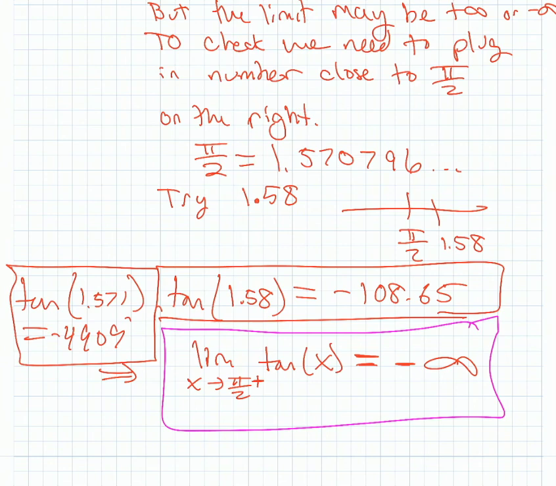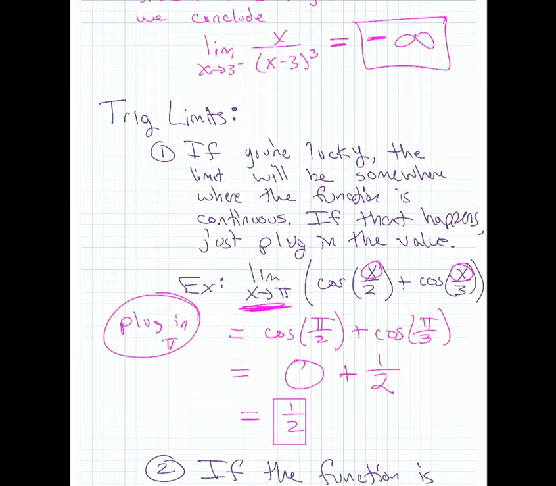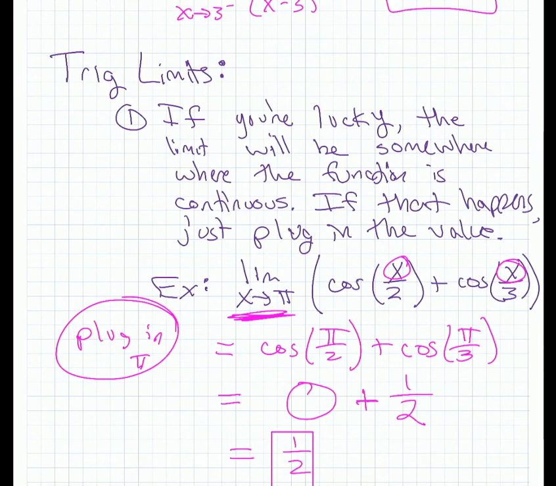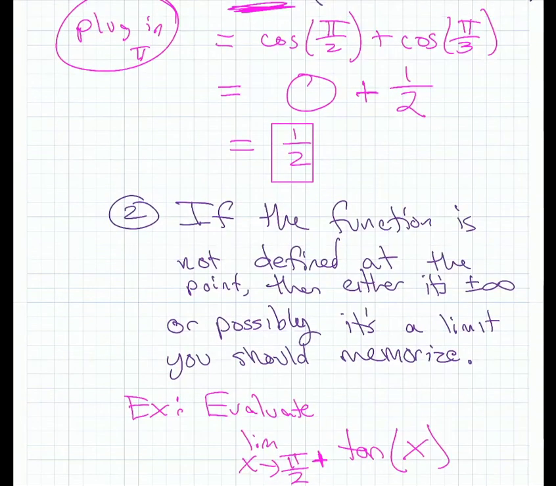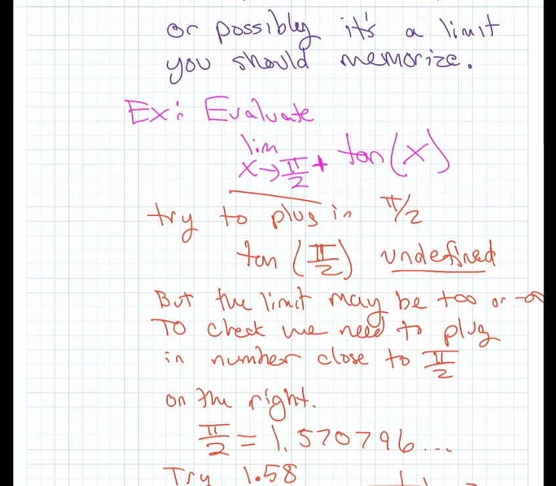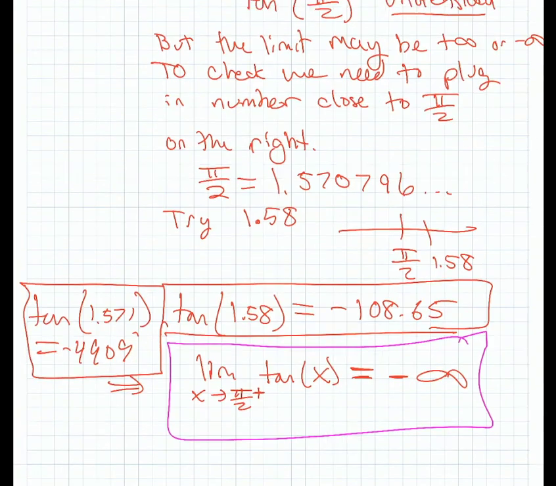Okay, so what have we done here? If you've got a nice continuous function, sine or cosine, or any of the trig functions, if you can plug in the number and get a number, then that's fine. Just plug in the number and get a number. If you plug in a number and it's not defined, then you need to check if it's plus or minus infinity the way that we just did.